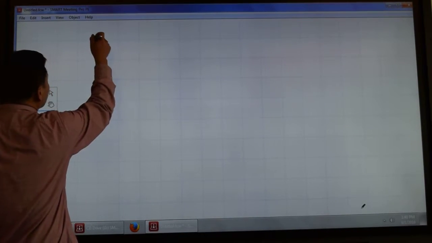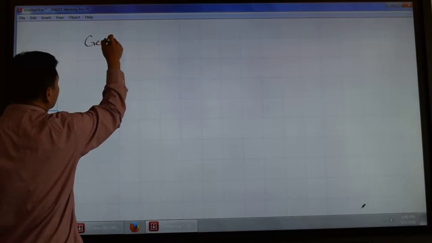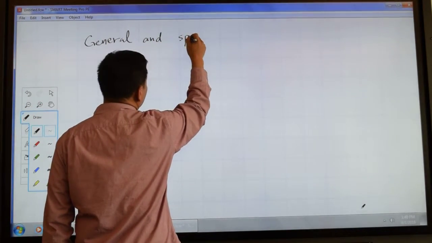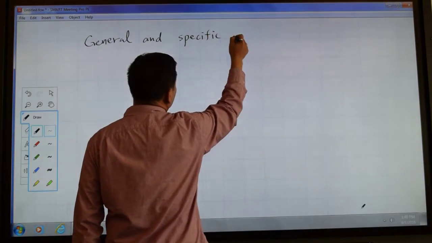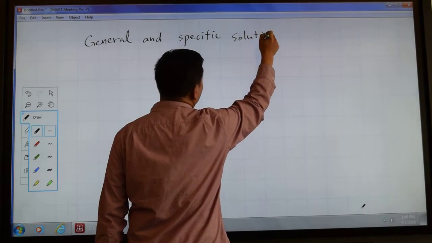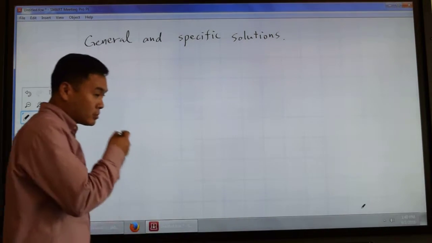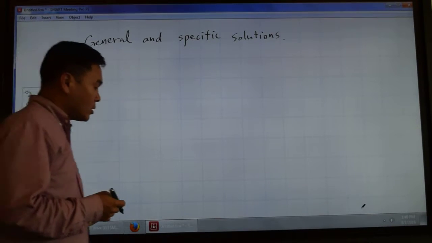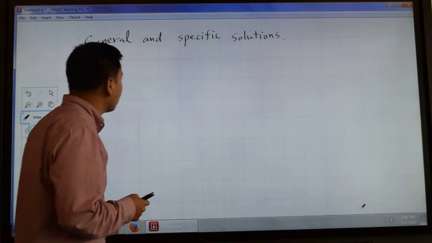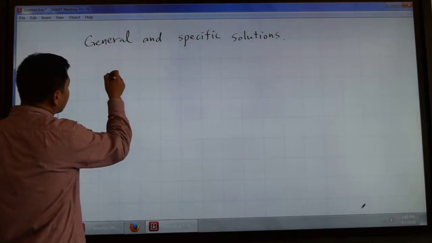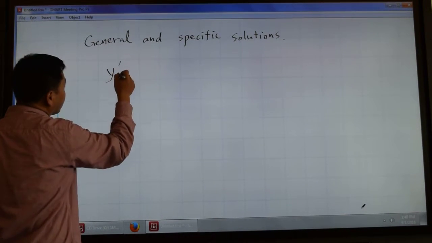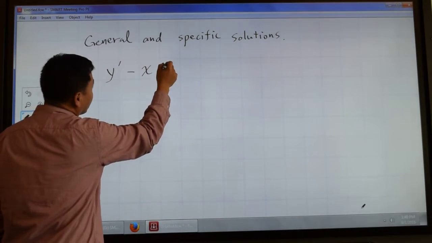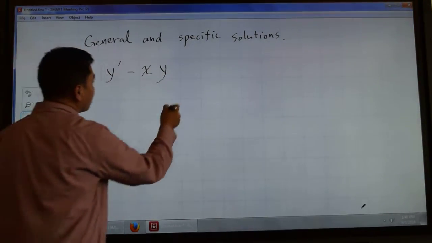Alright, today we'll talk about general and specific solutions. So suppose you have y prime minus xy equal to 0.